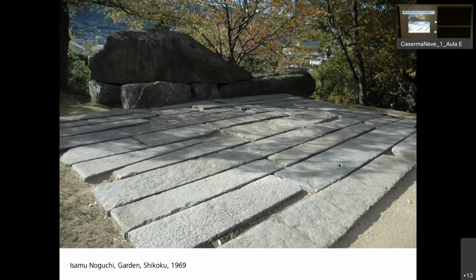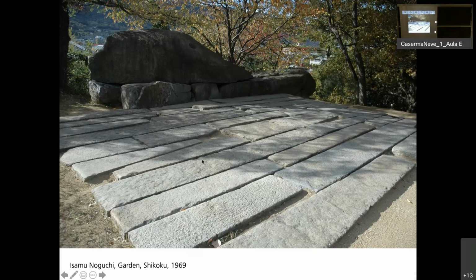This is another garden by Noguchi. See the simplicity of this garden. It's only a surface arranged with these long slabs of stones with different textures, with different kinds of material finish, come si dice?